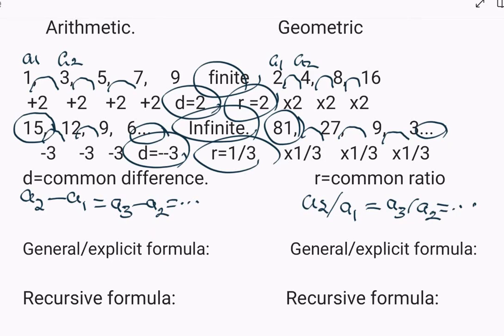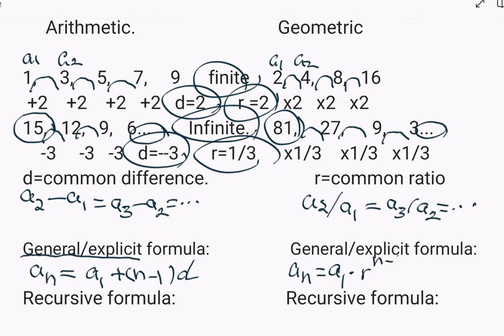To find any term in a geometric or arithmetic sequence, one way is to use the general or explicit formula, where a sub n, any term, equals a sub 1 plus n minus 1, the position, times d, the common difference. Also, any term can be found in a geometric sequence using the general or explicit formula, where a sub n equals a sub 1 times r to the n minus 1.